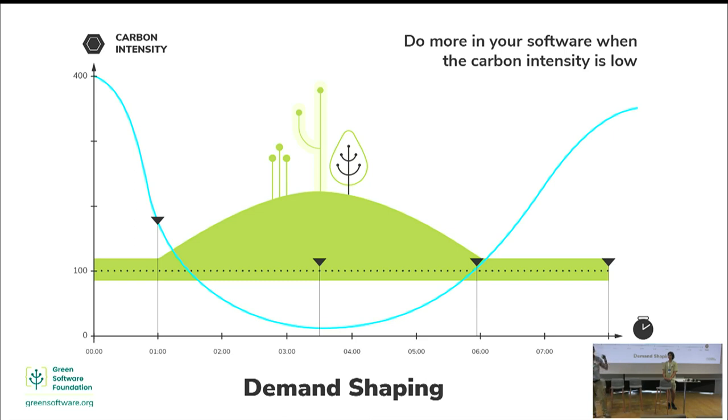And I can tell you that as soon as the batteries are full and the sun is blaring outside, we'll go and switch on the machines or do things that we would have done during the night or at other times when we wouldn't have been able to use that solar energy. We would have had to take it from the grid. So this is an example of demand shaping.